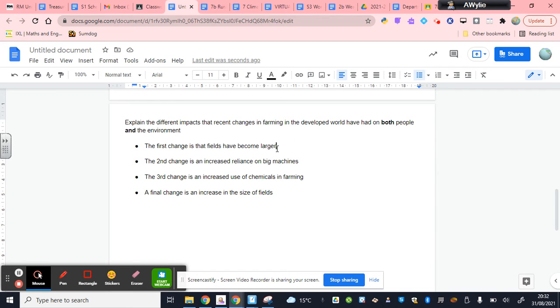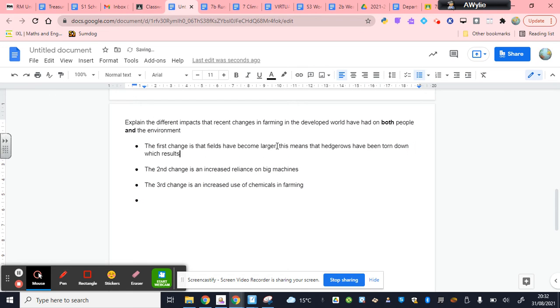So fields have become larger. What's the impact of fields becoming larger? Well, what we want to say is this means that hedgerows have been torn down, which results in a loss of animal habitat. And there's your point. The loss of animal habitat at the very end of that sentence is where you get the mark. We've torn these old hedgerows down between the smaller fields to create these bigger fields. That's fine, we've now got a bigger field, but we've now lost that animal habitat.